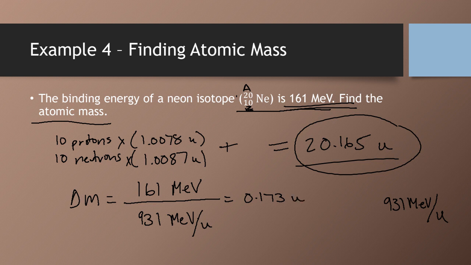We can now subtract from 20.165, the mass of all of them by themselves, the mass that they lose. And you get the atomic mass of neon 20, 19.992 atomic mass units.